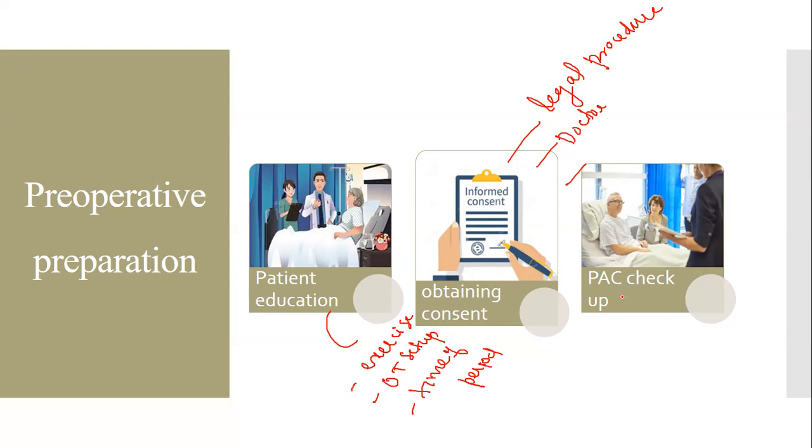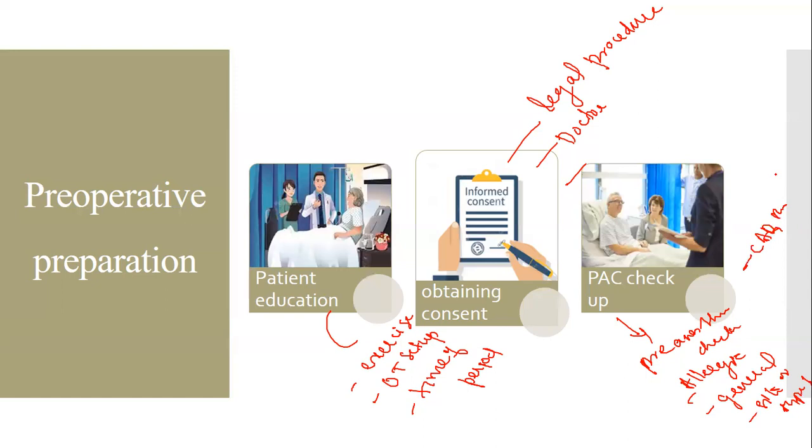Then PAC checkup, that is the pre-anesthetic checkup for the patient. So the anesthetist will be examining the patient and assessing for any allergic history and the patient's general condition. They will be assessing the site or the type of surgery they are going to perform. In detail, they will be collecting any form of allergy, any respiratory difficulties or CAD, everything they will be evaluating with the patient's history.